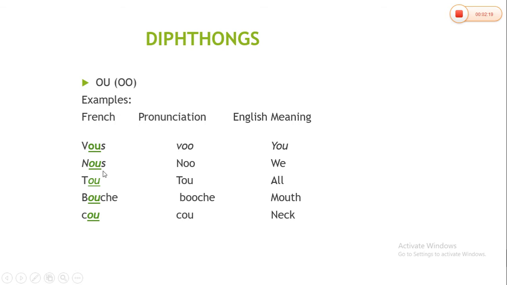NOUS, nu, which means we. Tous, all. Bouche. CH gives sh sound, so together it will be boosh because OU is oo, CH is sh, together it becomes boosh, which means mouth. Cou, neck.